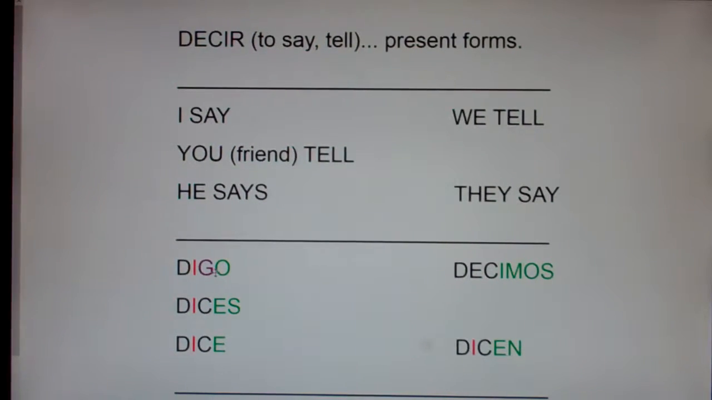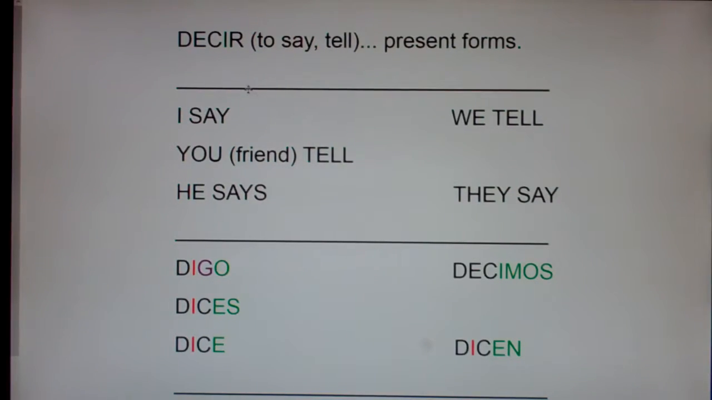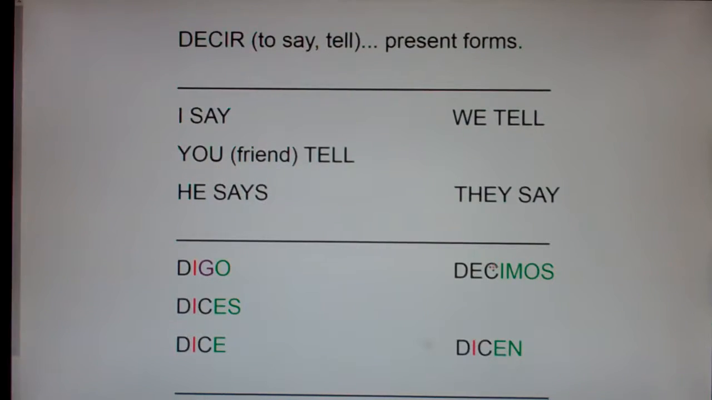Now, these green letters are regular. It's an IR verb, so as expected, we chop off the IR and add O, ES, E, IMOS, EN. Notice if it's an IR verb, the we form is IMOS. If it's an ER verb, the we form is EMOS. If it's an AR verb, the we form is AMOS. We keep our letter.